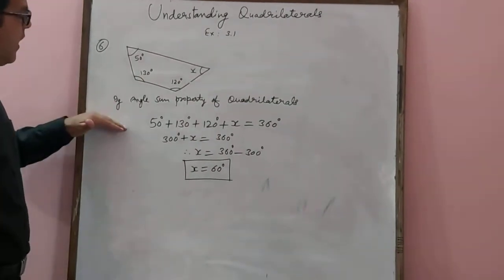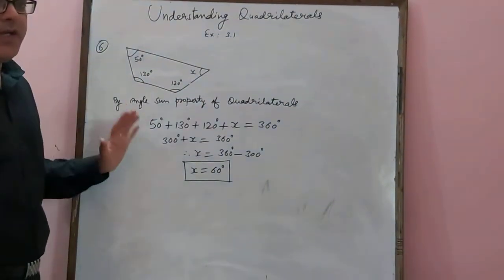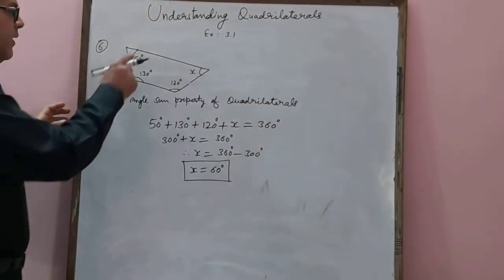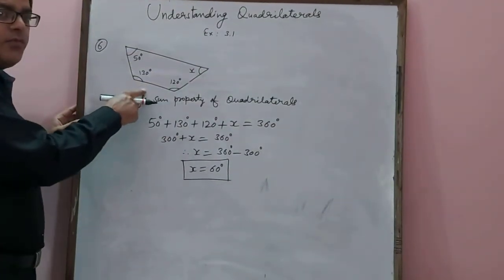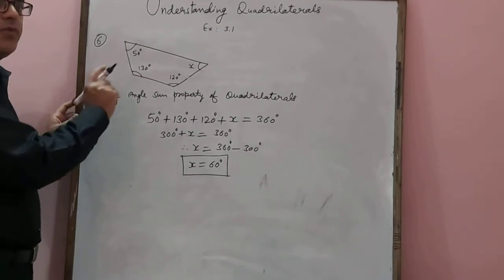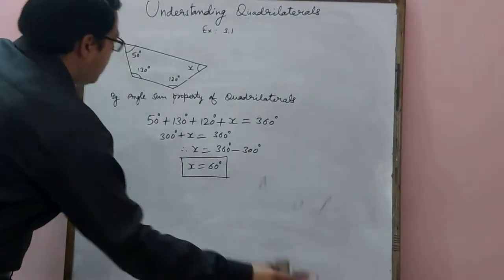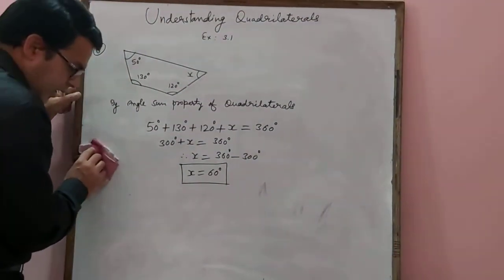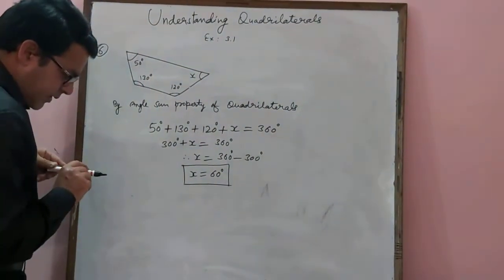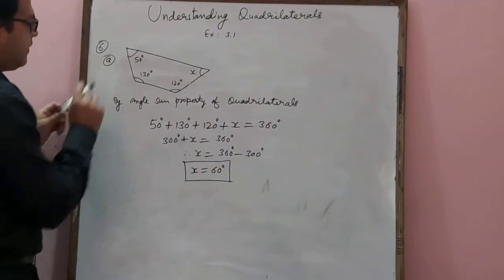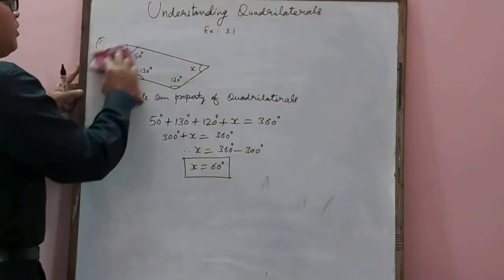We have used here the angle sum property of quadrilateral. Why quadrilateral? Since this figure has 4 sides. That's all. Hope you understand. Now the next question I am taking here. It was the first part of question number 6, the A part. Right? Now I am solving the B part for you.